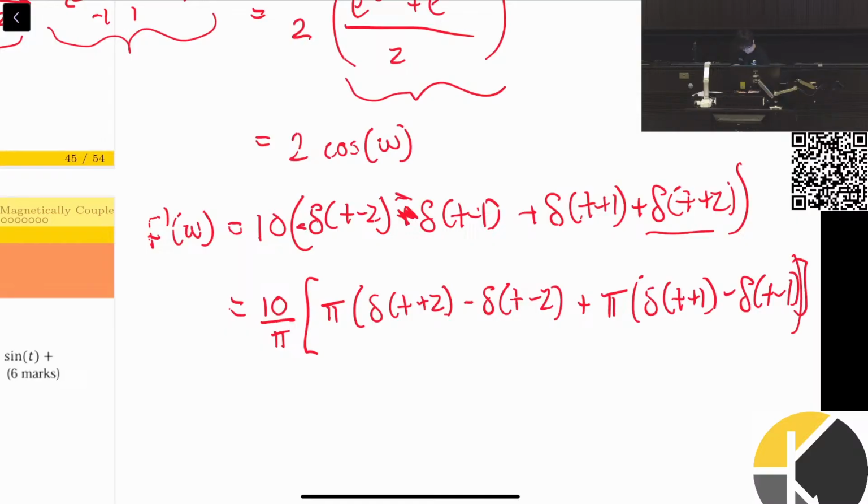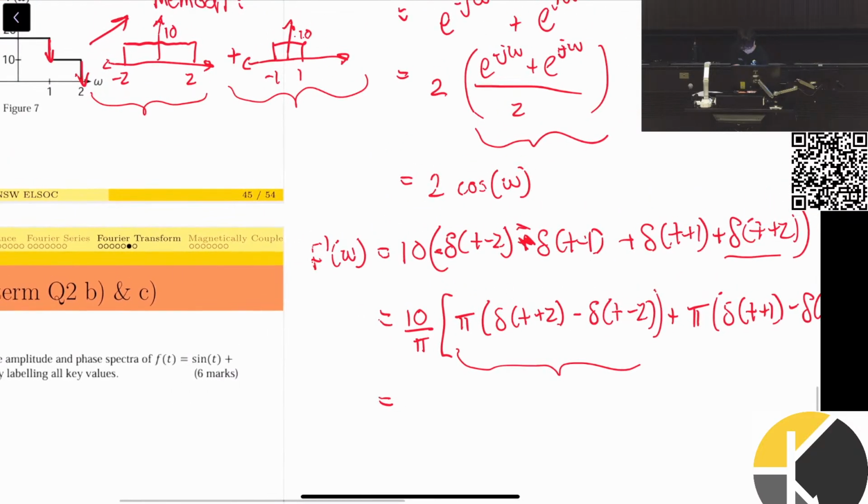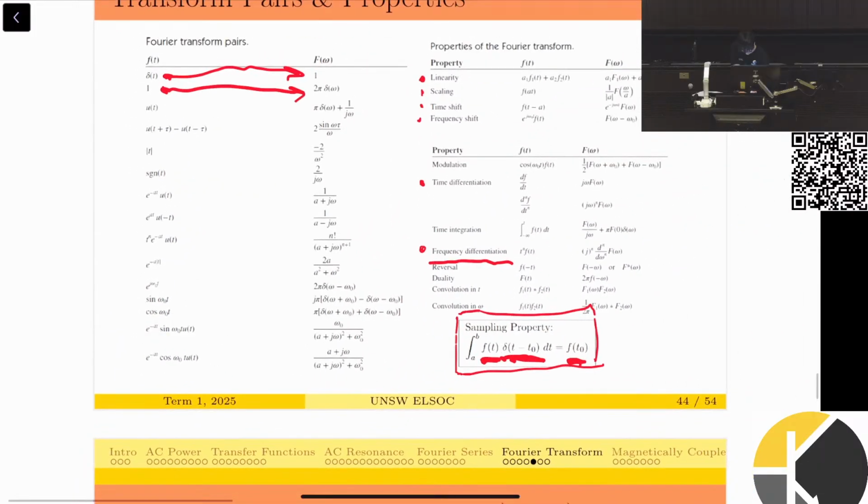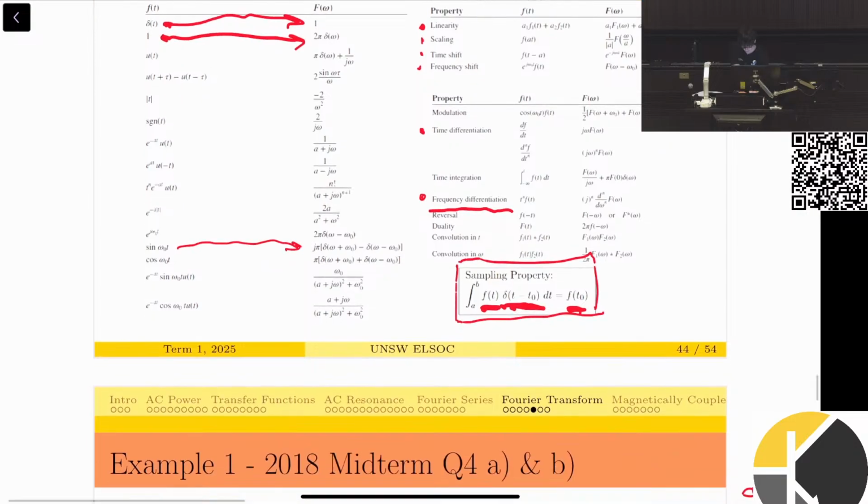So I have something like this. If I look at the transform table, I see that this sign is very similar to j pi delta omega plus omega naught minus delta omega minus omega naught. So I'm going to use this Fourier transform pair. So I'll write that down.